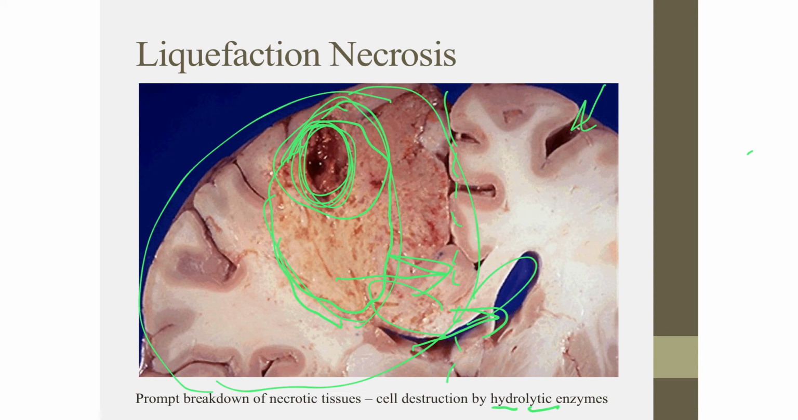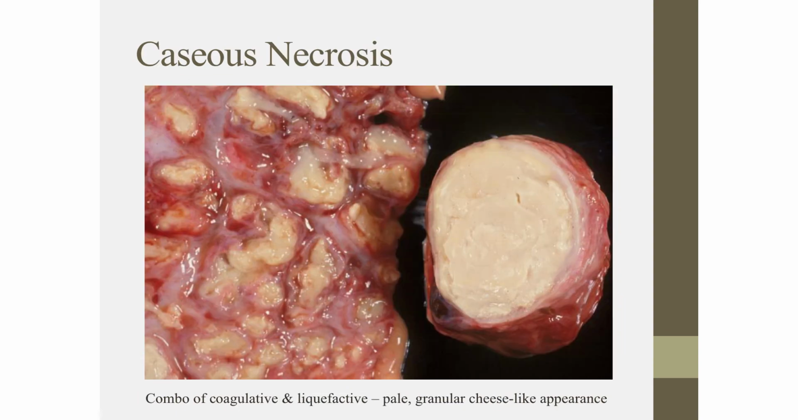We can't go back from here. There is caseous necrosis. So remember, coagulation necrosis is near immediate death of cells and then the tissue. So the tissue is firm, architecture is maintained. When necrosis goes on for longer, we'll start to see changes in the tissue.